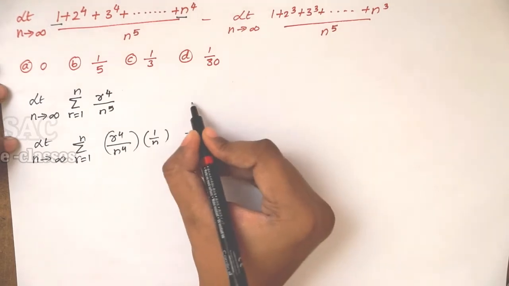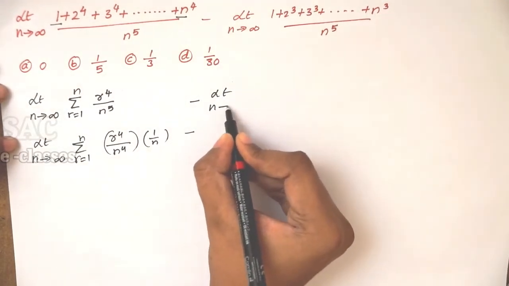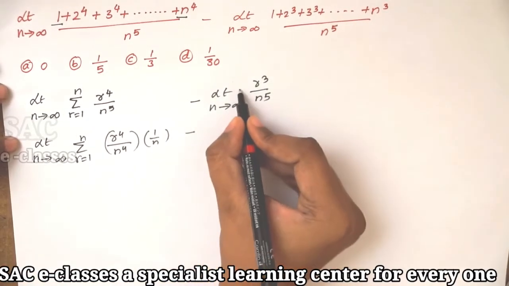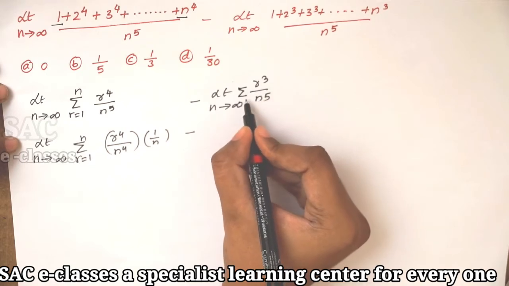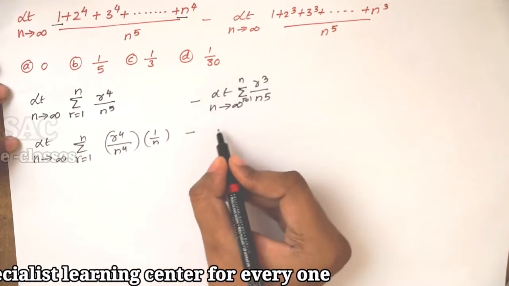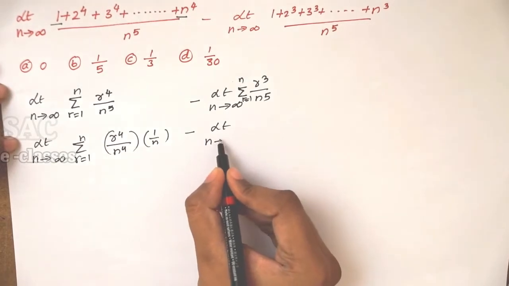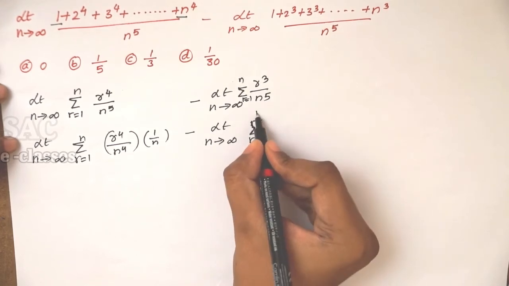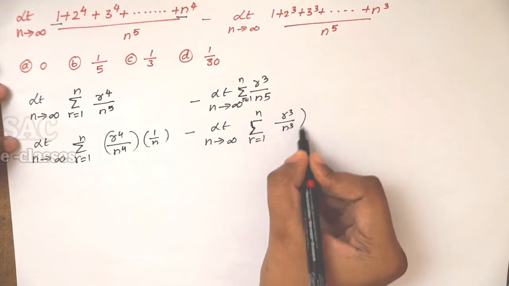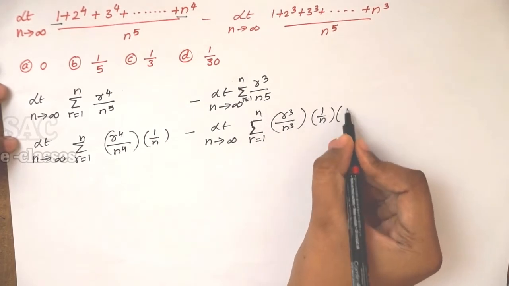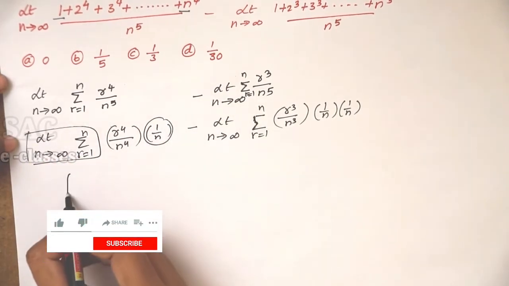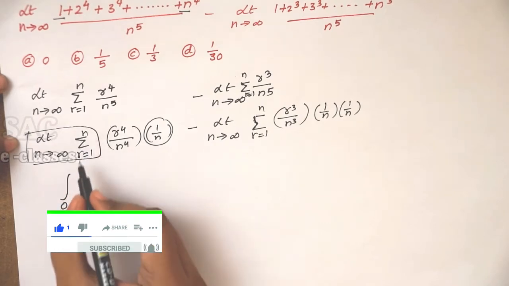In the same manner, let me convert limit n tends to infinity r cube by n power 5, which is sigma, r is equal to 1 to n. So limit n tends to infinity, sigma r equal to 1 to n, r cube by n cube into 1 by n into 1 by n. This total will be converted as integration. It varies from 1 to n anyhow.